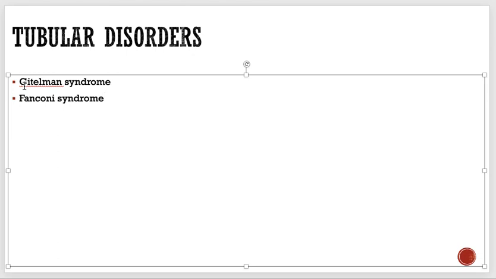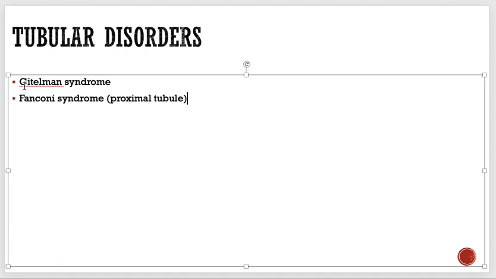Now there are many others, like renal tubular acidosis and all these things, right? So there are different conditions which are related to the proximal tubule. I gave you the example of Fanconi syndrome, which is a condition that affects the proximal tubule, right? And not just this one, by the way.